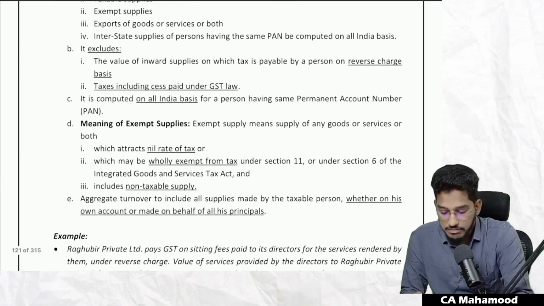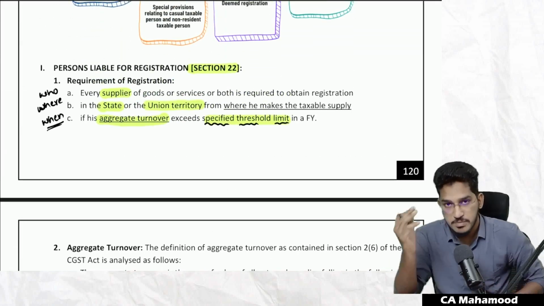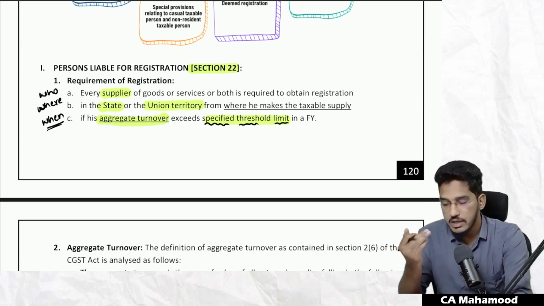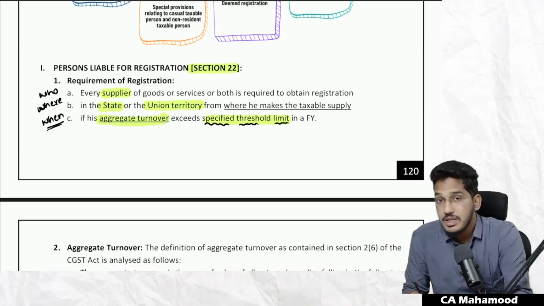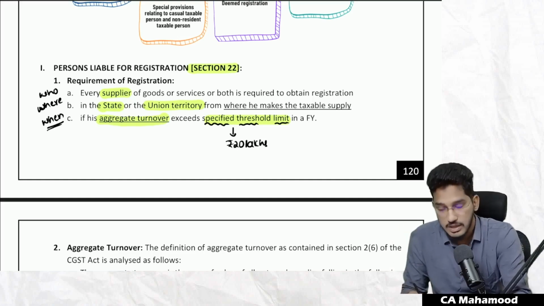So one thing we have clarified. Sir, what is the limit? You are telling us that when the aggregate turnover exceeds the specified threshold limit in the financial year, we are liable to take registration. So what is that threshold limit, sir? As I have just clarified, rupees 20 lakhs. If the supplier's aggregate turnover exceeds 20 lakhs in a financial year, then you are required to take the registration.